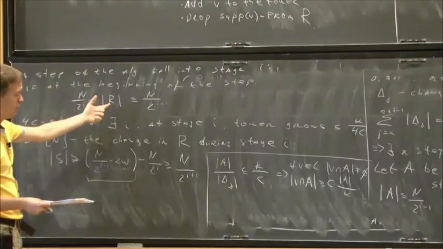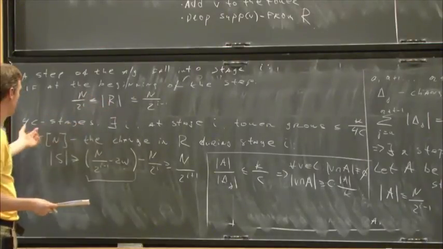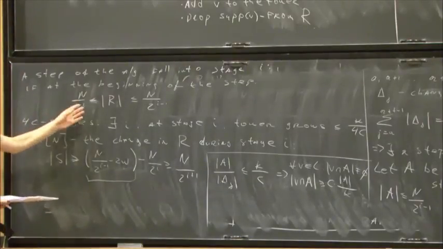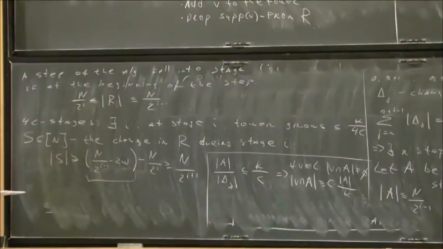The lower bound on the size comes from the lower bound on the size of A. We discovered A during one of the stages, and we are only looking at the first 4c stages. So even at the last stage, the size of R in the end would be at least n over 2^(4c). So the size of A has to be large.